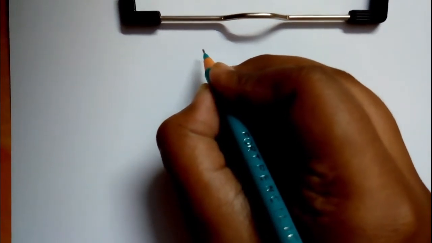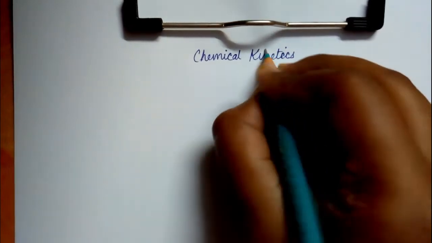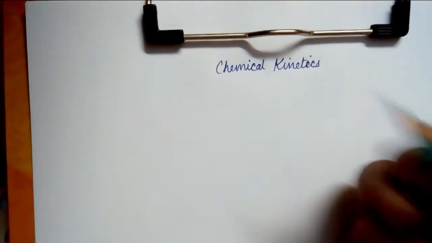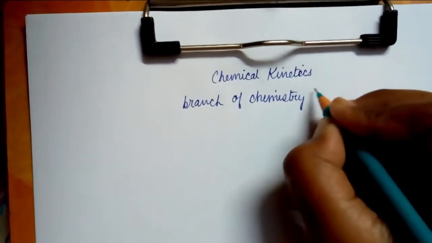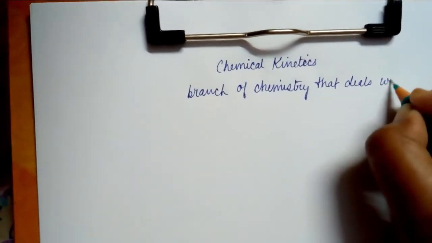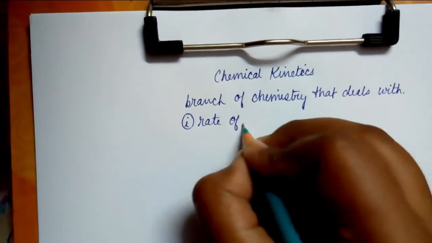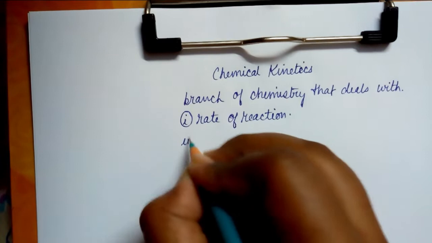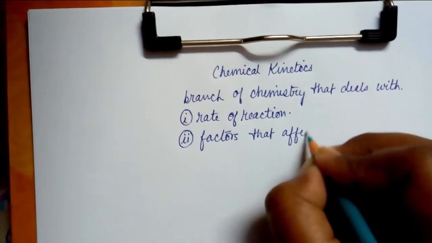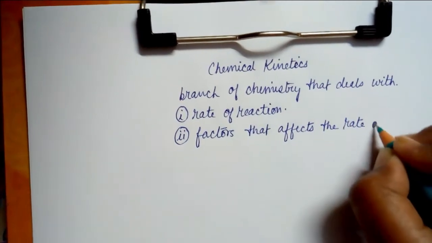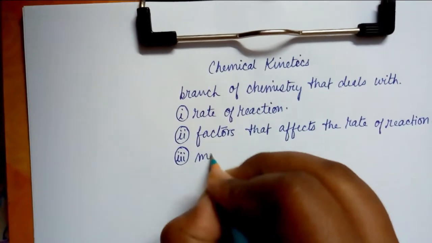Today we are talking about chemical kinetics. Kinetics is a branch of chemistry that deals with three main topics: the rate of the reaction, the second one is about the factors that affect the rate of reaction, and the third one is about the mechanism of the reaction.